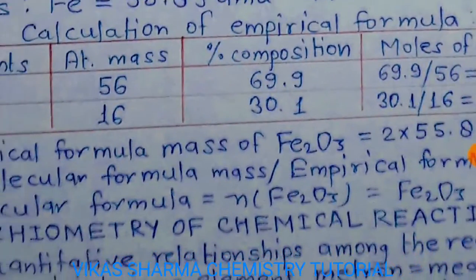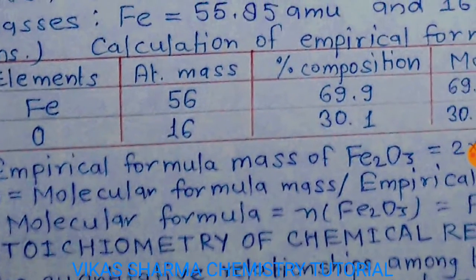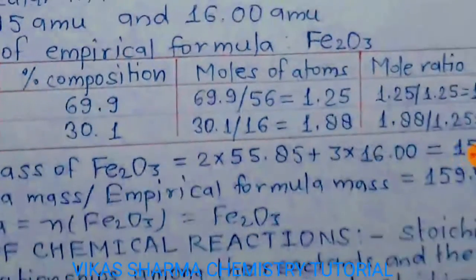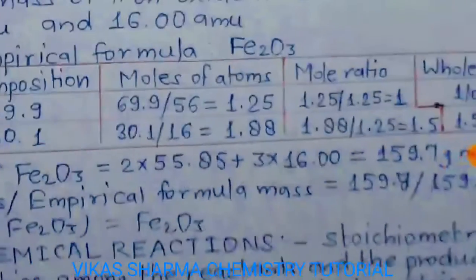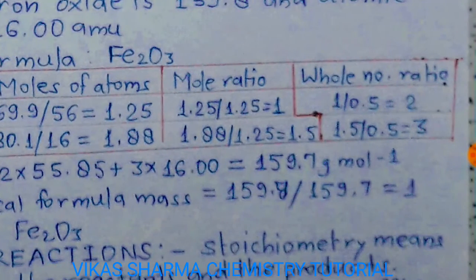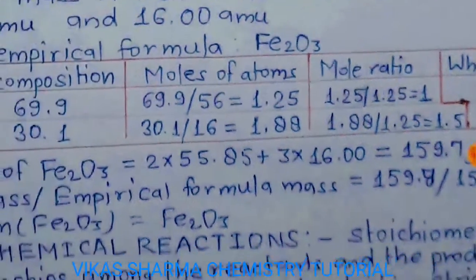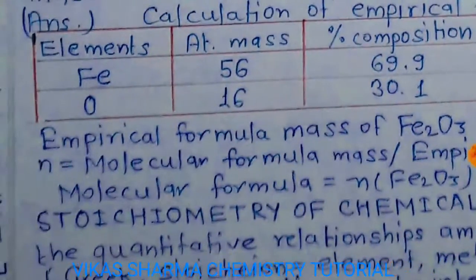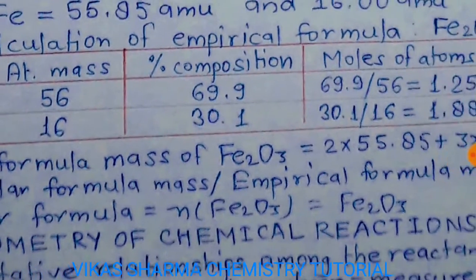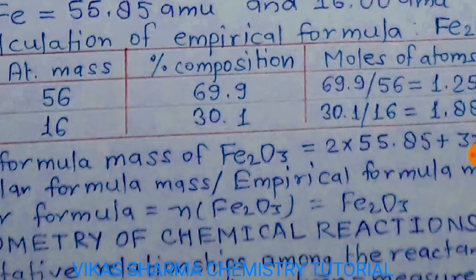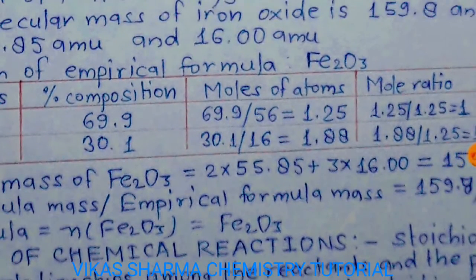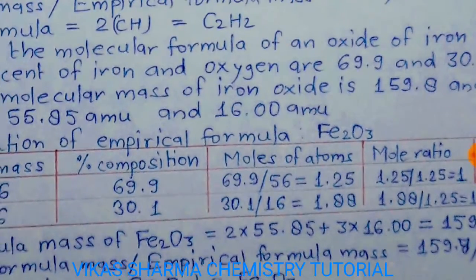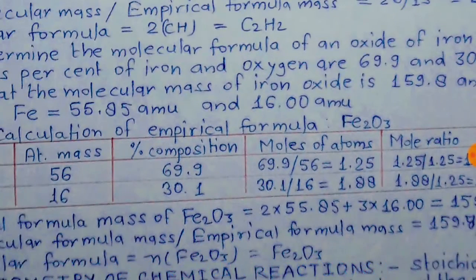So student, you know, n is equal to molecular formula mass divided by the empirical formula mass. So 159.8, it is the molecular formula mass, divided by the empirical formula mass 159.7. It is equal to 1. So molecular formula is n multiplied by the formula Fe2O3, it is equal to Fe2O3. By this type of numerical, you can solve the questions which are based on the empirical formula or molecular formula mass. So student, thank you very much.